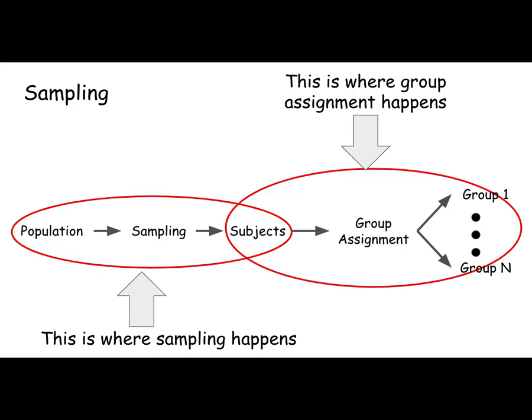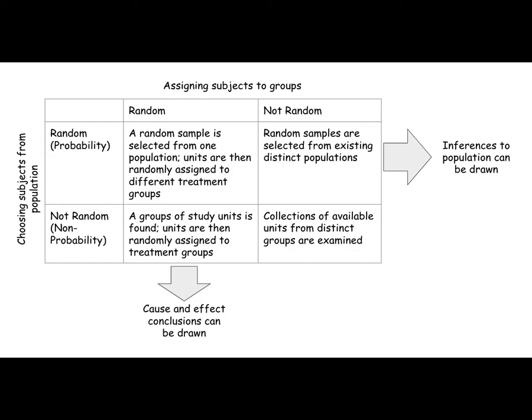And there's a distinction between sampling and group assignment. Sampling is what you're doing when you're going from your population or your sampling frame to the group of subjects in your study. So sampling is when you choose people for your study. Group assignment happens when you break those people up into different experimental groups. Both of these processes can be random or non-random, and they're done for different reasons.